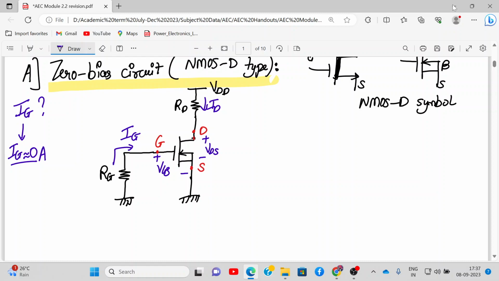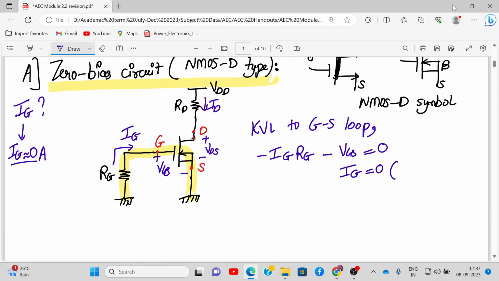Yes, sir. Okay. Now we apply KVL to the gate source loop. So this is my gate source loop, in yellow color. KVL to the gate source loop: what do we get? Minus IG into RG minus VGS is equal to 0. Now IG for a MOSFET is 0, due to the SiO2 layer. So IG is 0. That means VGS is equal to 0.